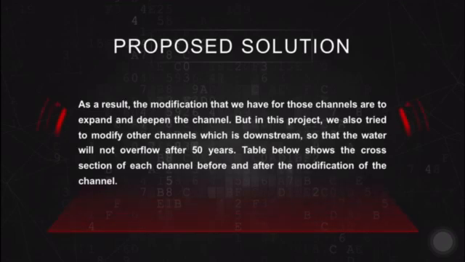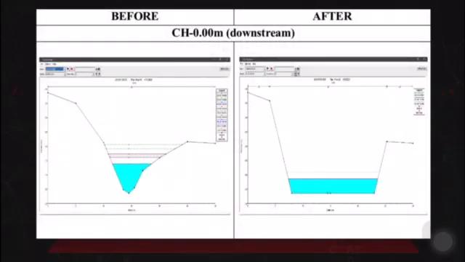As a result, the modification that we have for those channels is to expand and deepen the channel. But in this project, we also try to modify other channels which are downstream so that the water will not overflow after 50 years. The table below shows the cross-section of each channel before and after the modification of the channel. These are the proper solutions for channel 0, which is downstream.